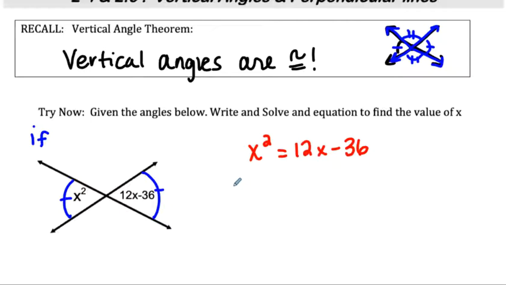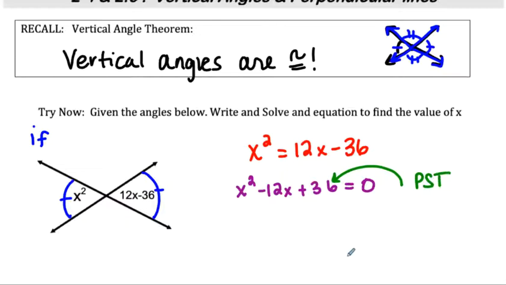Now remember, you might not always be able to factor things, and that would be when you choose the quadratic formula. But for now, I'm giving you factorable equations. So I'm going to subtract 12x from both sides. I'm going to add 36 to both sides, and I'm going to get x squared minus 12x plus 36. Now, some of you might recognize this as a perfect square trinomial, but others might not quite yet.